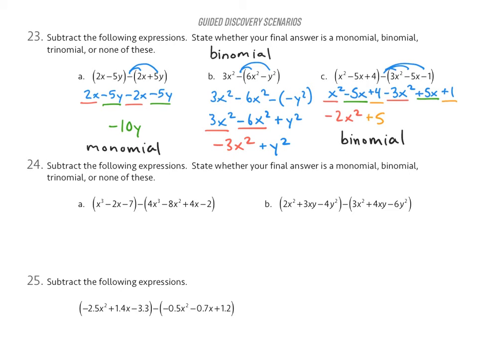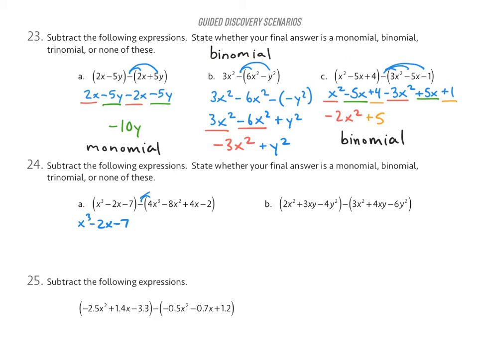24. Subtract the following expressions. State whether your final answer is a monomial, binomial, trinomial, or none of these. A. There's a trinomial minus a 4-term polynomial. This trinomial doesn't need parentheses because there's no number being multiplied by that trinomial, so I'll just bring it down. X cubed minus 2x minus 7.